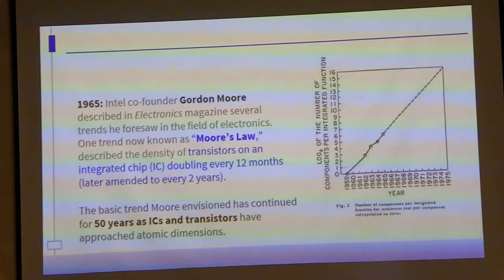Gordon Moore developed a rule, and according to his rule, every 2 years the number of transistors on a chip will double. And it was valid for at least 50 years. Here you see a very interesting graph. He had just very few points. Based on these few points, he was able to conclude or provide a theory that transistors on an integrated chip will double every 12 months, but later it was modified to 2 years.